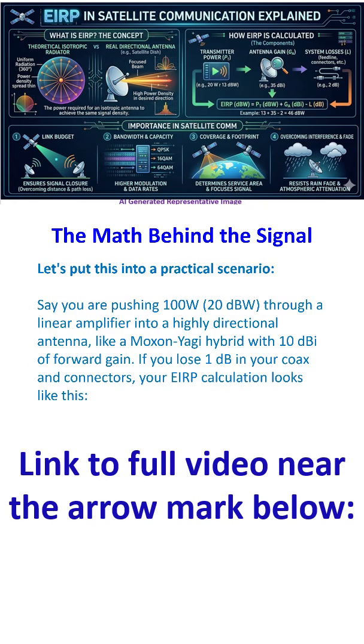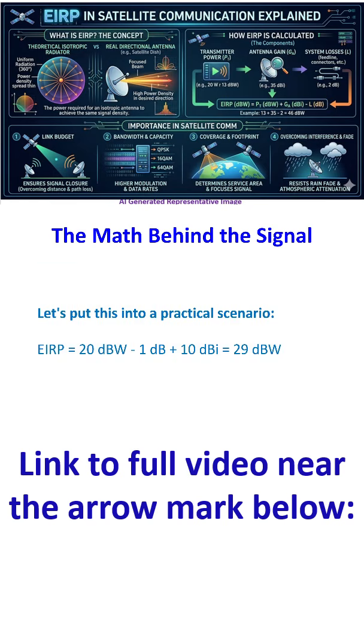Say you are pushing 100 watts, that will be 20 dBW, through a linear amplifier into a highly directional antenna like a Moxon-Yagi hybrid with 10 dBi of forward gain. If you lose 1 dB in your coax and connectors, your EIRP calculation looks like this: EIRP is equal to 20 dBW minus 1 dB plus 10 dBi, which is equal to 29 dBW.